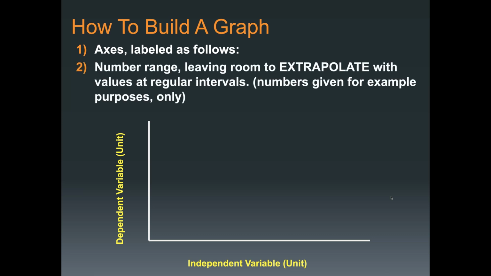Next, a number range. You're going to have a data table, so you're going to know what your lowest value is and what your highest value is. Figure out how many divisions between each hash mark. Let's say you go from 0 to 60, and then you put in regularly spaced intervals in between. You don't want to put your data numbers down here. You're going to be interpolating to put those in. I'll show you what I mean in a moment.